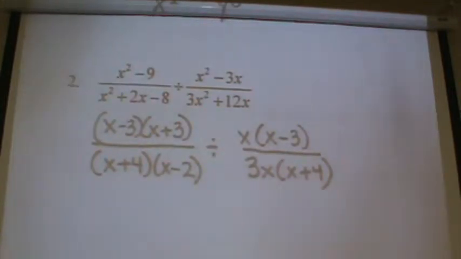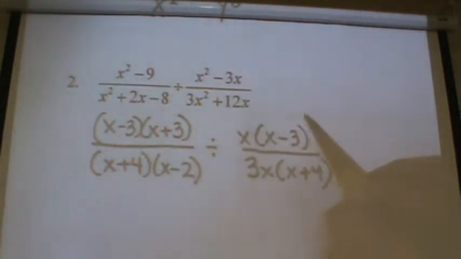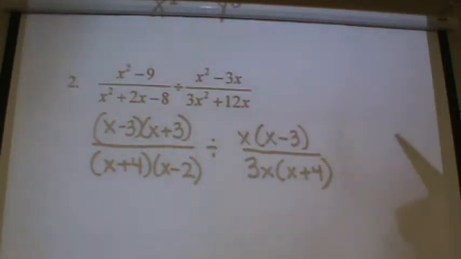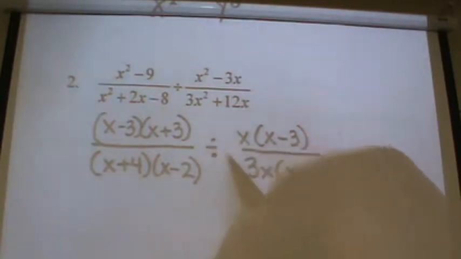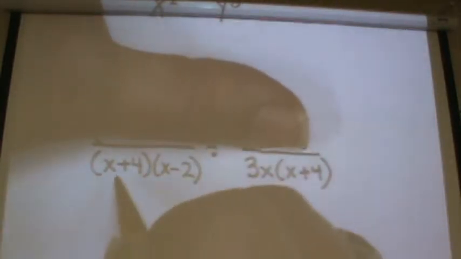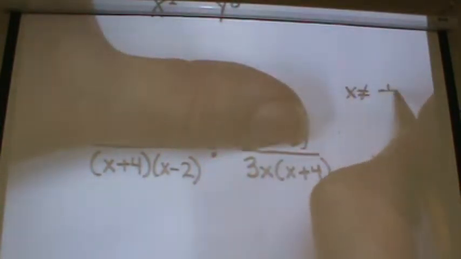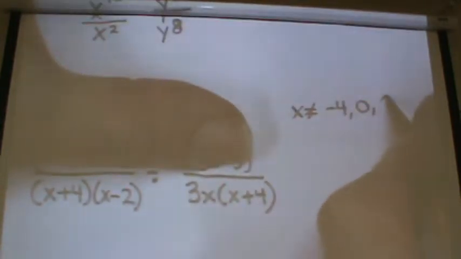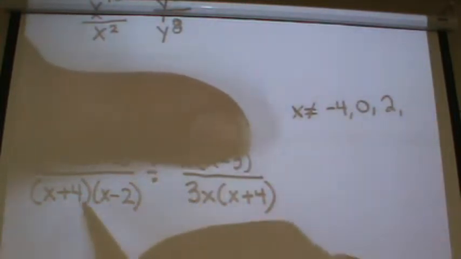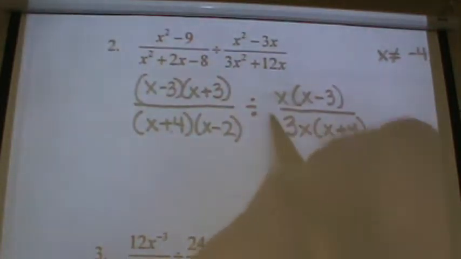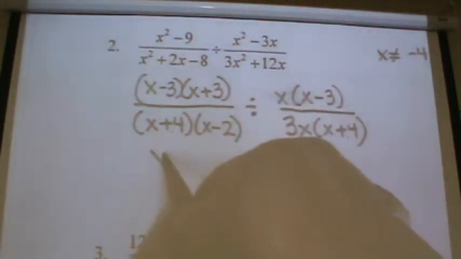If you're tapping your pencil and you're not sure how to factor, that's your problem, you need to practice your factoring. As fast as you can write it, that's how fast you should be factoring. Now, let's start with the restrictions before we do any canceling. Look at your bottom. What are your restrictions? X can't be negative 4, 0, 2. Now, do we divide? We do not divide, we flip and multiply.